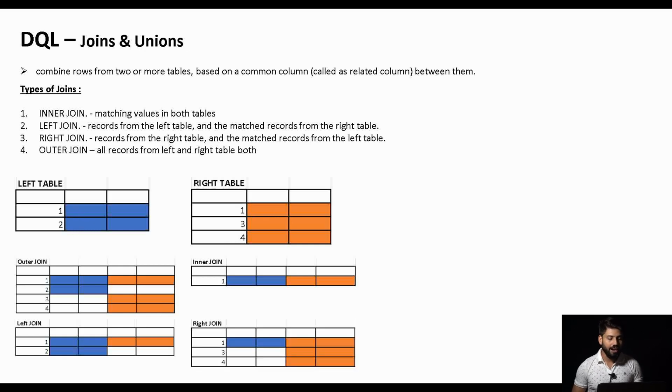Moving ahead with the right join, it is directly opposite of left join. This time you have all data from your right table and only common data from the left table. ID number 1 is the only common one in the left, so it has been taken, those blues have been taken only for row ID 1. Apart from that, we have 3 and 4 in the right table, so all the data from the right table, that is 1, 3 and 4, has been taken, and from the left table only the common one has been taken.